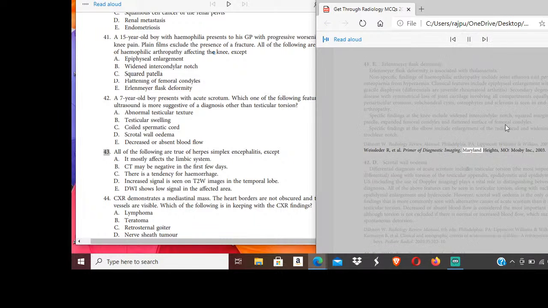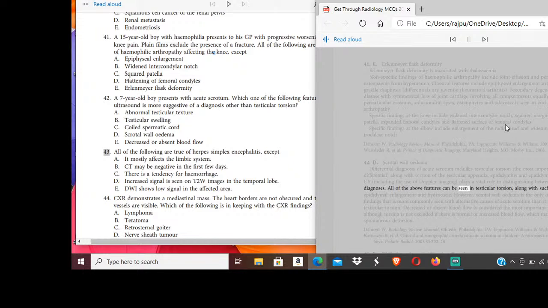Imaging. Maryland Heights, MO, Mosby Incorporated, 2003. 42. D. Scrotal wall edema. Differential diagnosis of acute scrotum includes testicular torsion, the most important differential, along with torsion of the testicular appendix, epididymitis and epididymo-orchitis. Ultrasound, including the use of Doppler imaging, plays a vital role in distinguishing between these diagnoses.